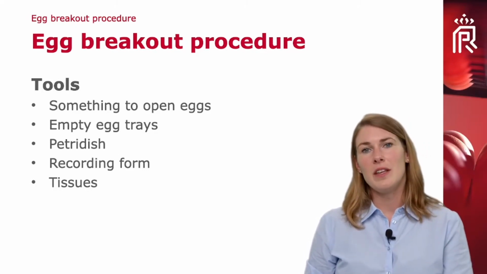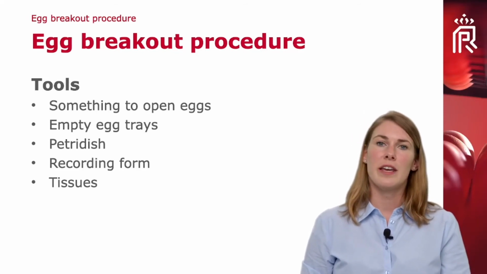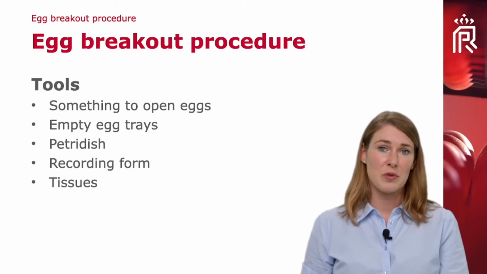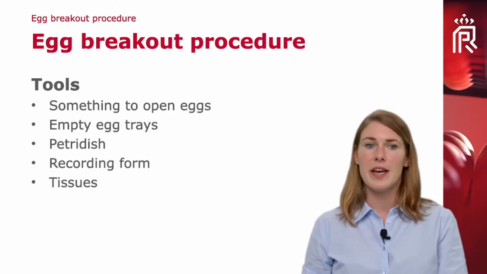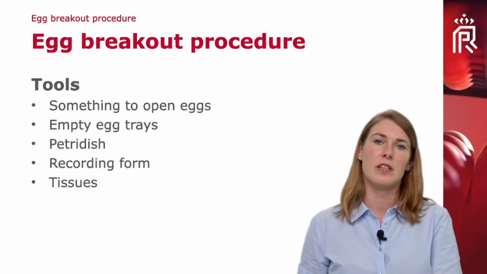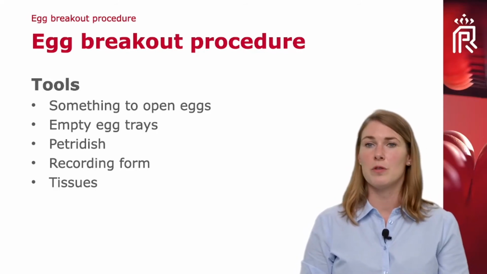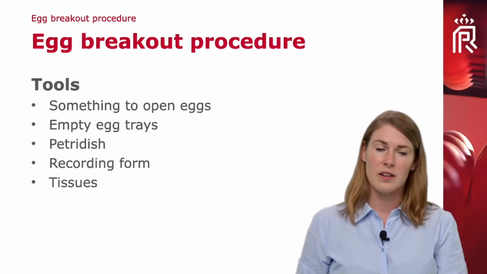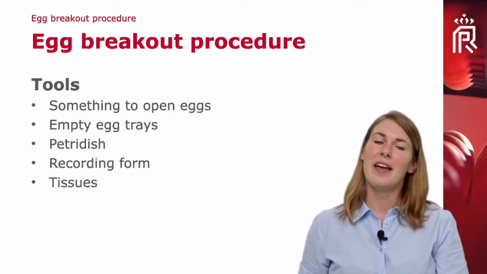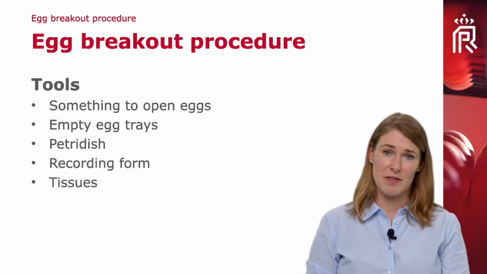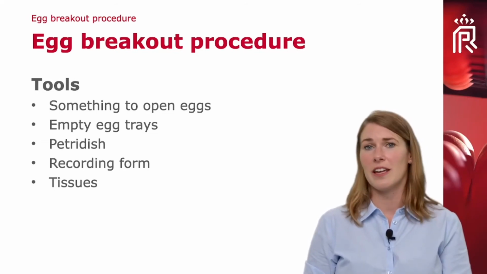It can come in handy to have Petri dishes. If you cannot see the exact stage that the embryo has died from the top of the egg, you might want to open the egg completely in the Petri dish to see the whole embryo. Of course, you need a recording form to write down everything that you find. It's better if you do this by computer than by hand. Last but not least, and very important, you need tissues, because if you're going to break open a lot of eggs, it's going to get a dirty business.